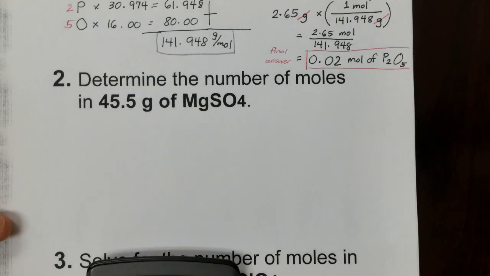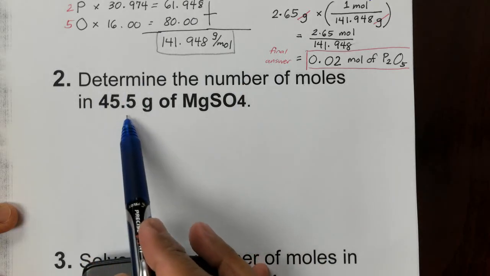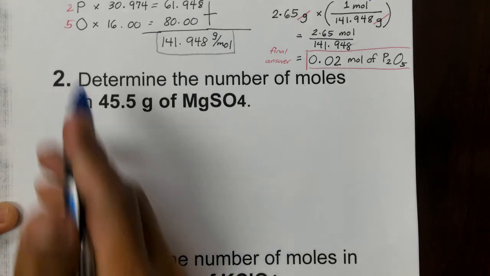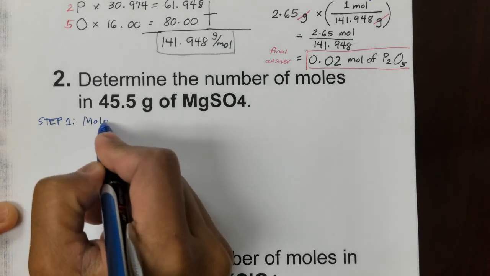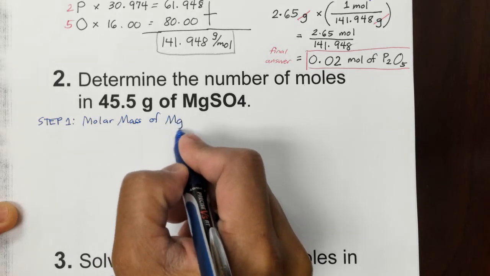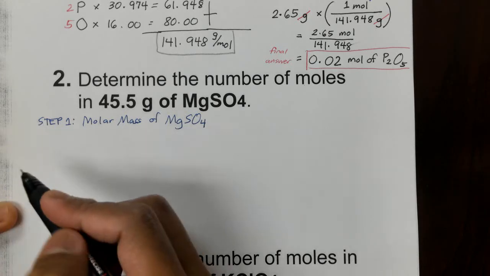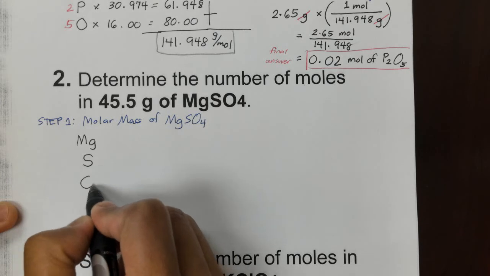Let me go to number 2, the second problem that we're going to discuss for today. Determine the number of moles, so we're asked for the moles again, in 45.5 grams of MgSO4. Let's do step 1 first, which is to calculate the molar mass of MgSO4. From your end, please also calculate MgSO4 as I calculate this, so we can compare if we get the same molar mass. The elements that we have here are Mg, S, and oxygen.